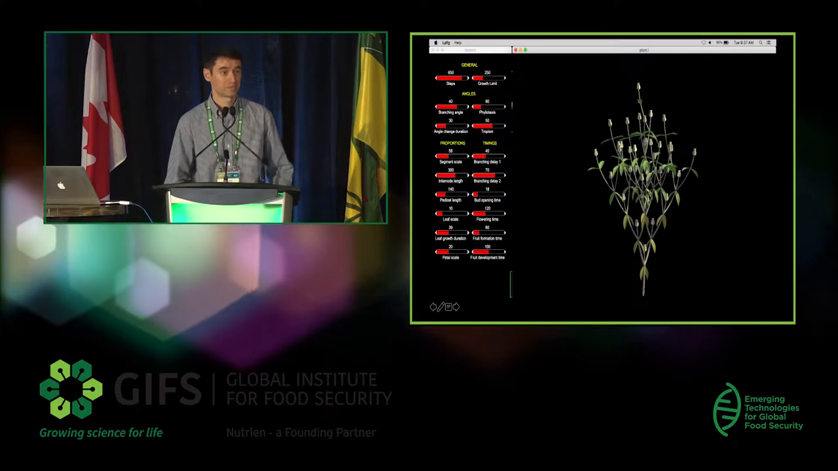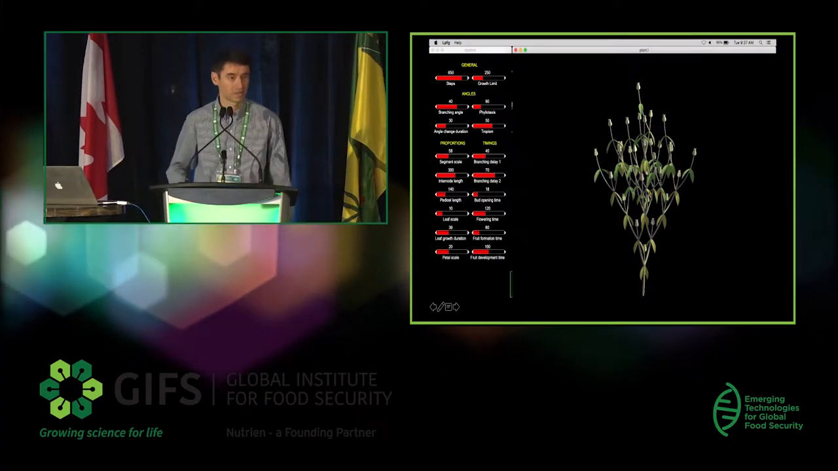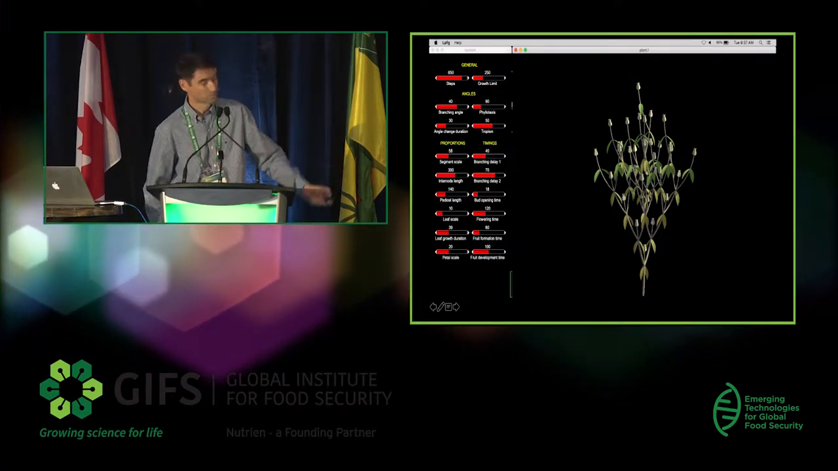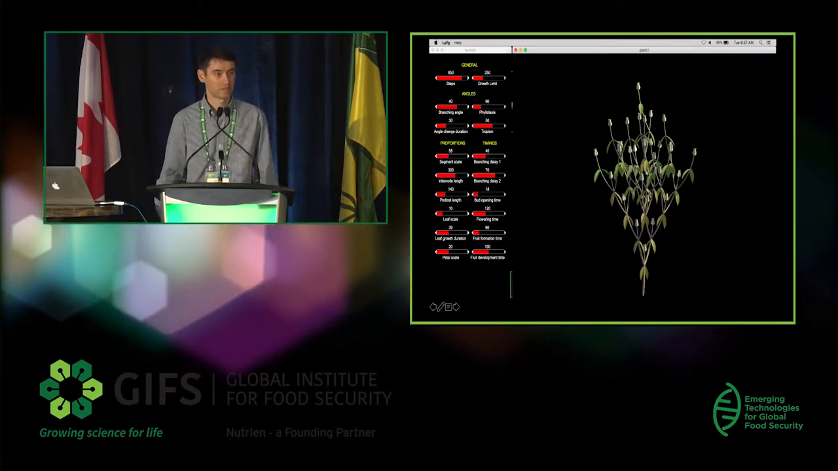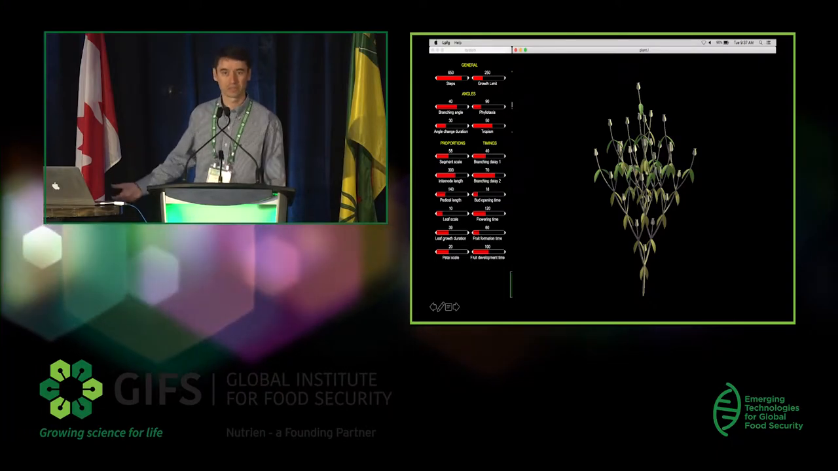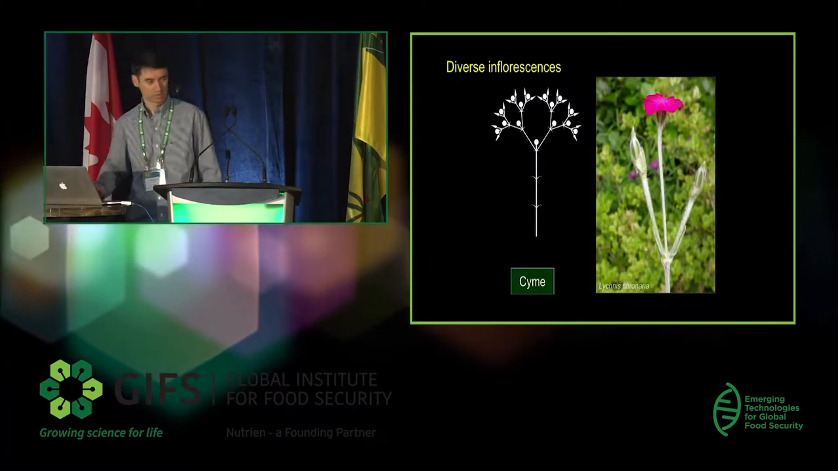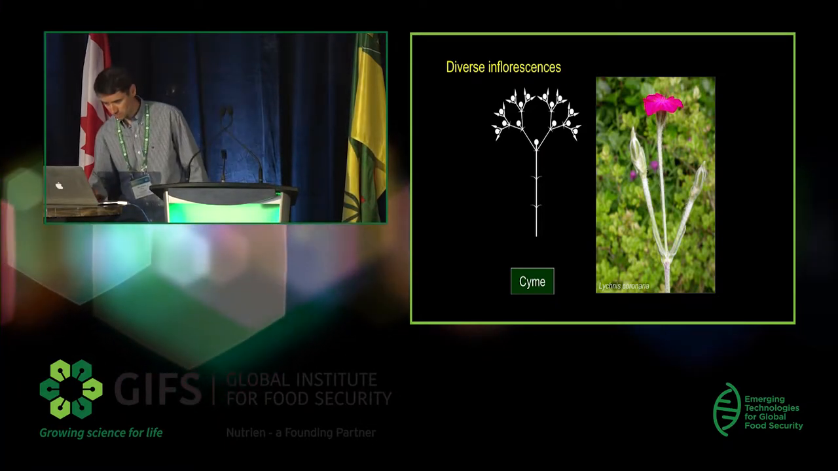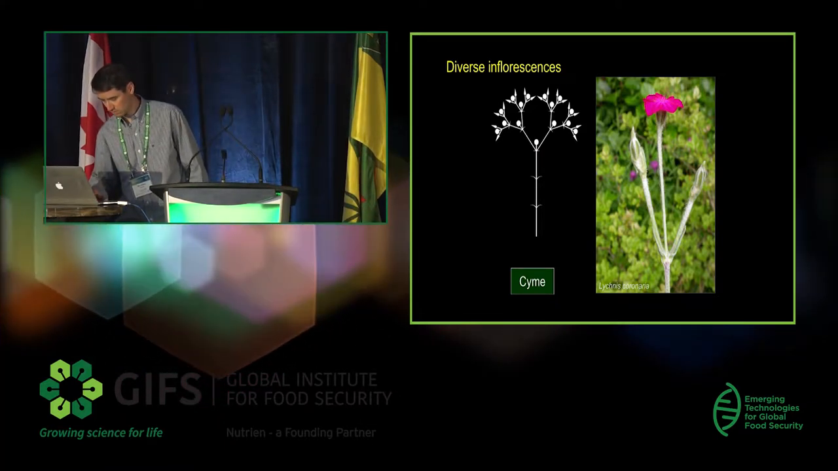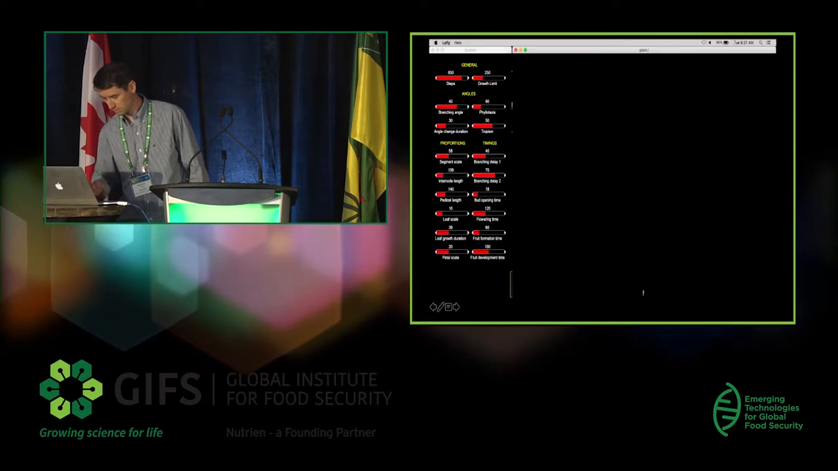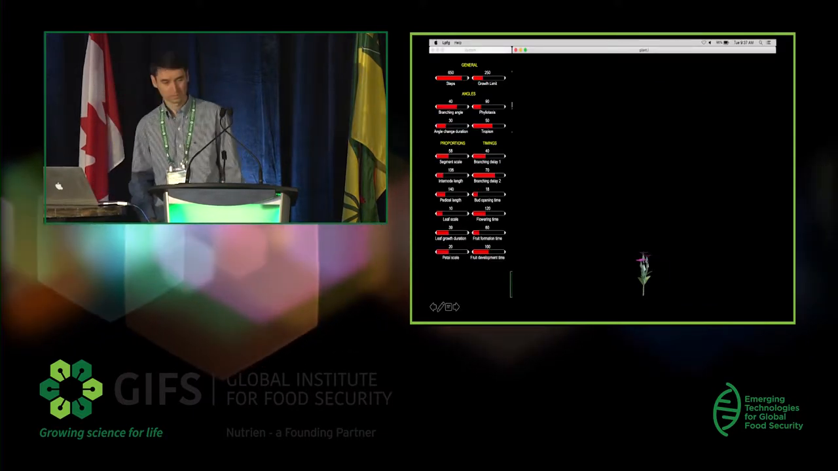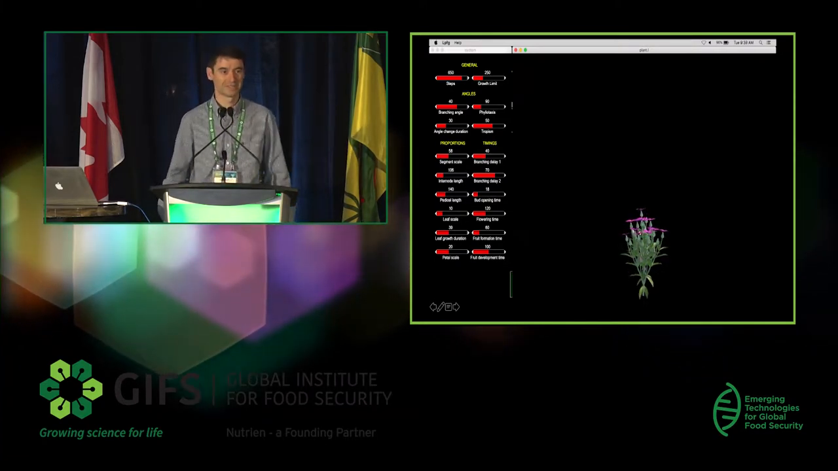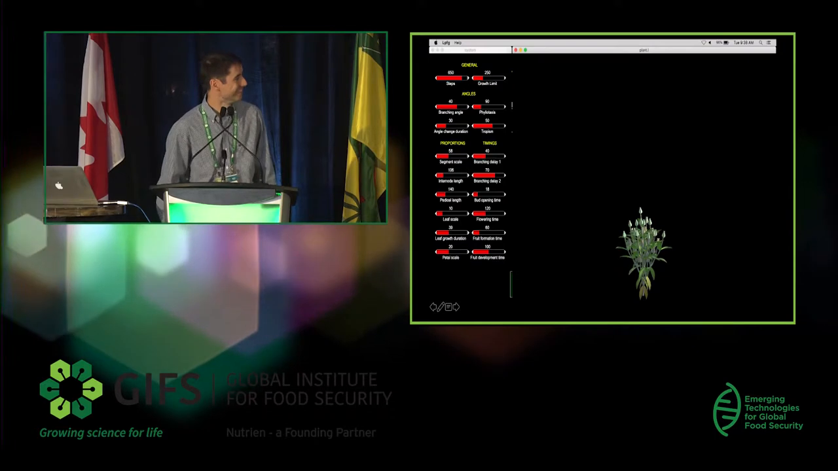Naturally, these models are built of many different parameters, so some of them I'm displaying here on the left side. And if we change the parameters, we can actually change the architecture and change the phenotype of this plant. So for instance, I'm just going to shorten the internodes. Okay, so we get a much smaller looking plant.